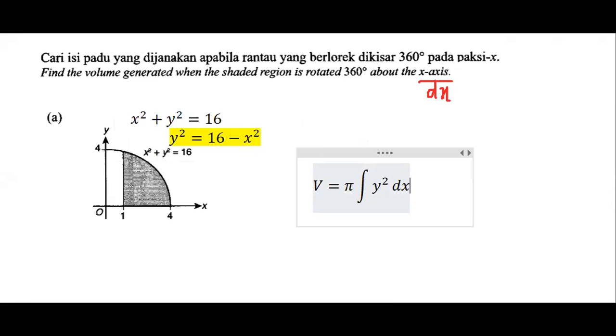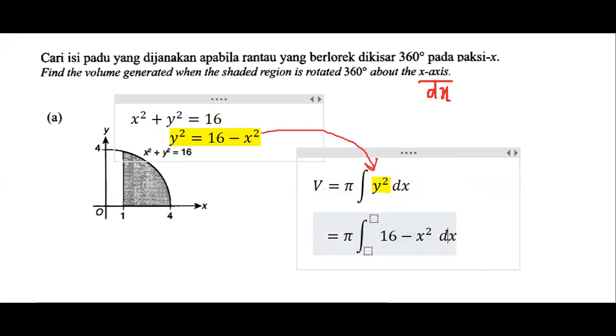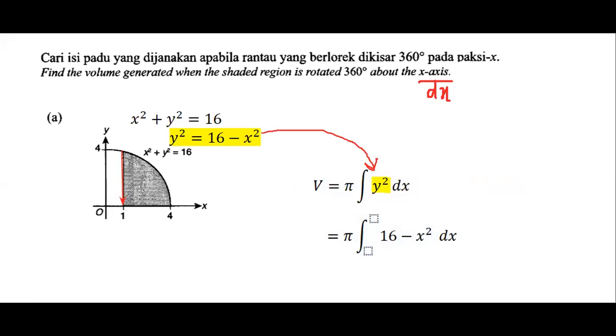So why not you just put inside this y square? Boleh tak terus masuk? Sub in, substitute. Can, right? Okay, so can, boleh. Okay, so pi, let's put in y square, I should put 16 minus x square. Sini letak dx. Okay, what is this? You need to see x, pasti x. Dari mana ke mana? From 1 to 4, correct. 1 to 4, 1 hingga 4. So here I should put 1 and 4.